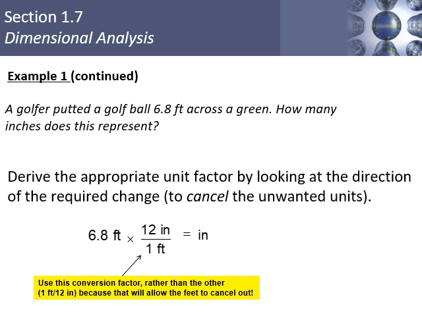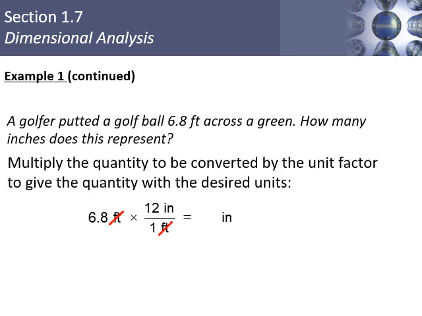When we do that, the feet are going to cancel. Down here at the bottom, we're supposed to convert 6.8 feet to inches. So we just take our calculator and multiply 6.8 times 12. Next slide. When you multiply 6.8 times 12, you should get 82. Okay, so here is our answer. What about sig figs? Both of the quantities we multiplied had 2 sig figs, and the answer has 2 sig figs, so we're good.